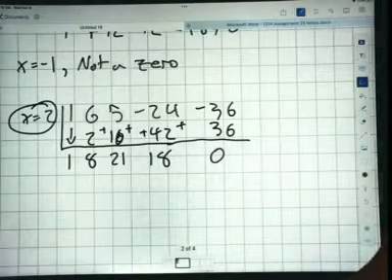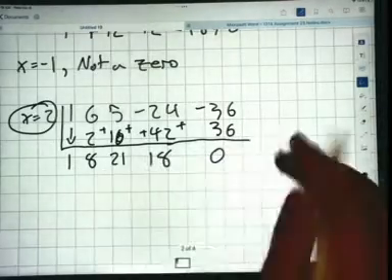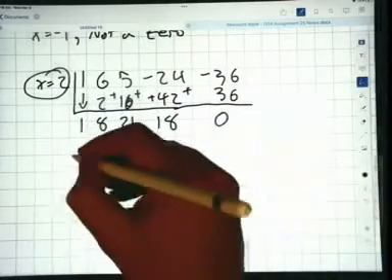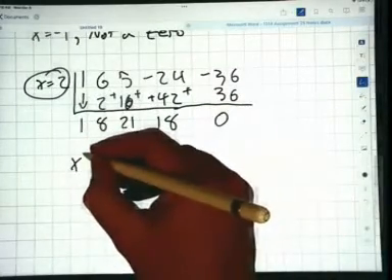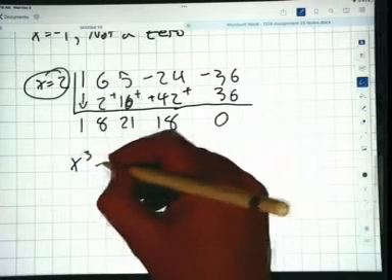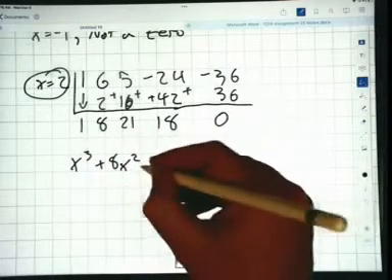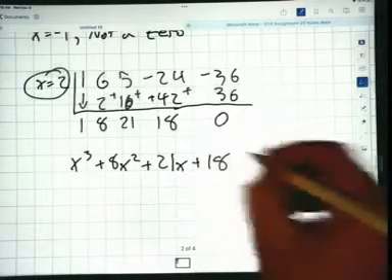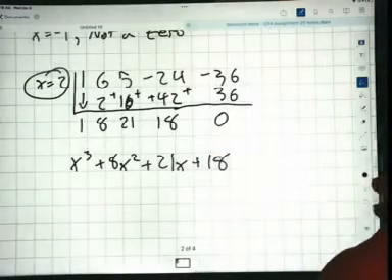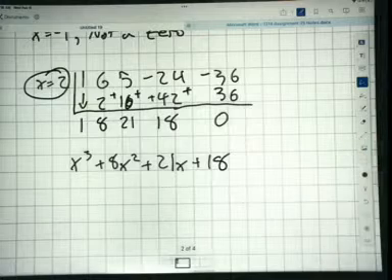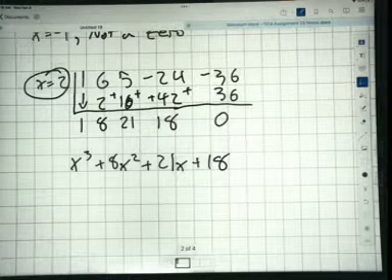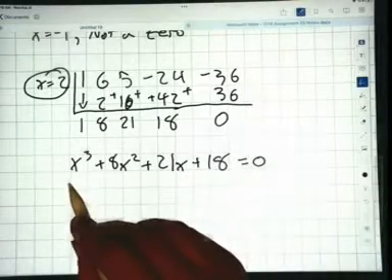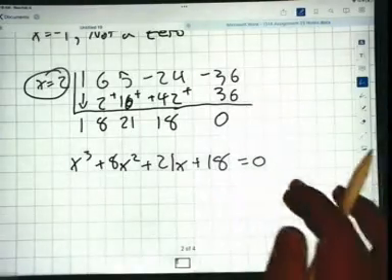Now, remember what this means. These coefficients down here mean that we now have the polynomial x to the third plus 8x squared plus 21x plus 18. Now, we want to continue the process of synthetic division. So we're looking for when does this equal 0.